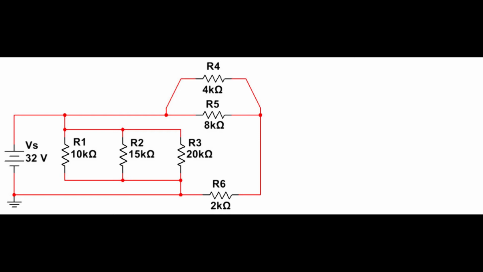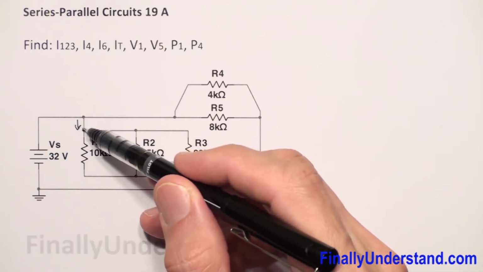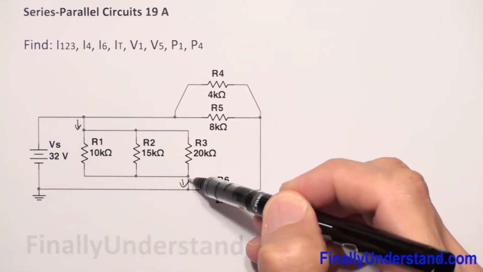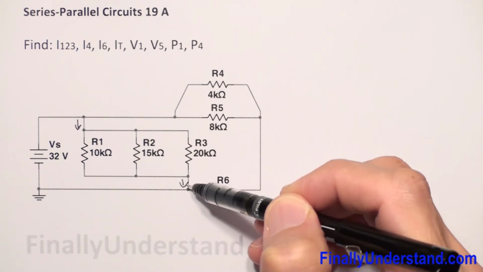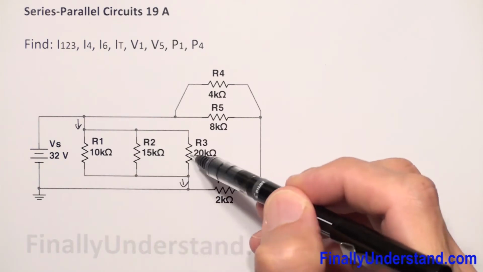Let's take a look at this example. First, we're supposed to find the current I1,2,3. This is the current which will go through this wire and also over here. So this is the current which basically will go through these three resistors.